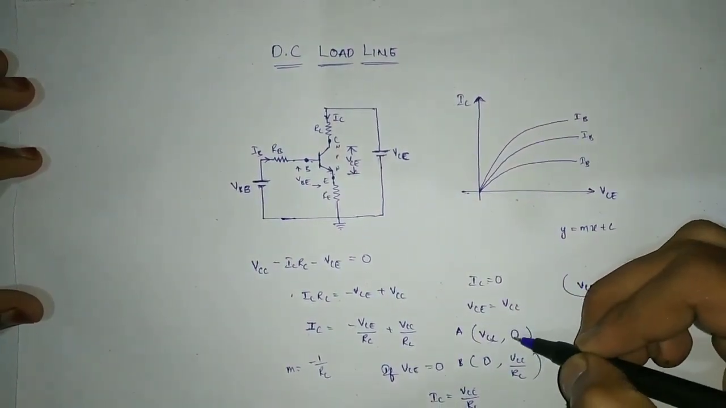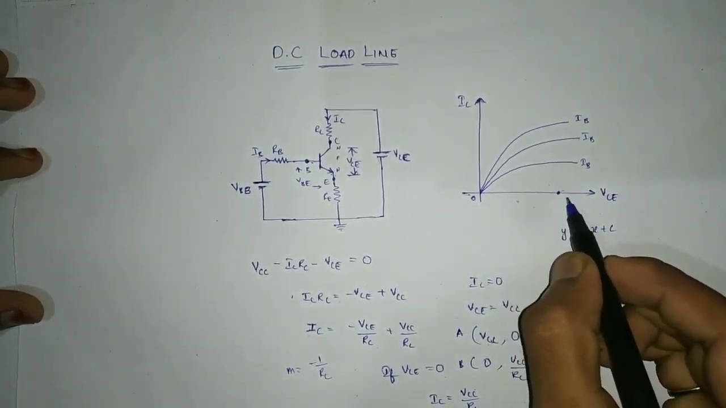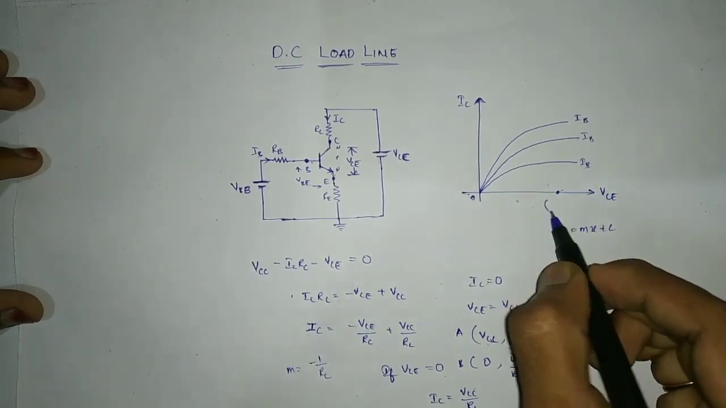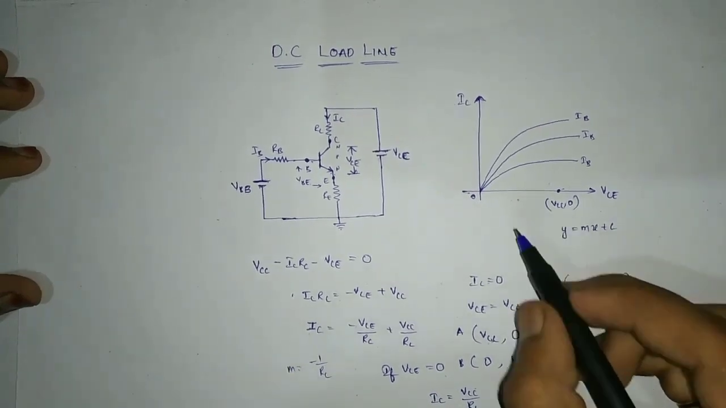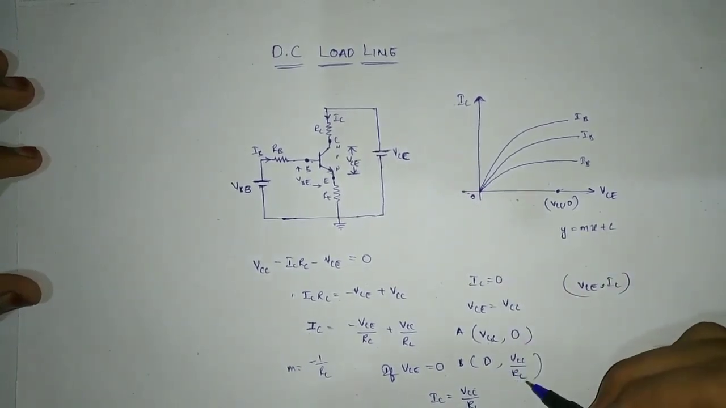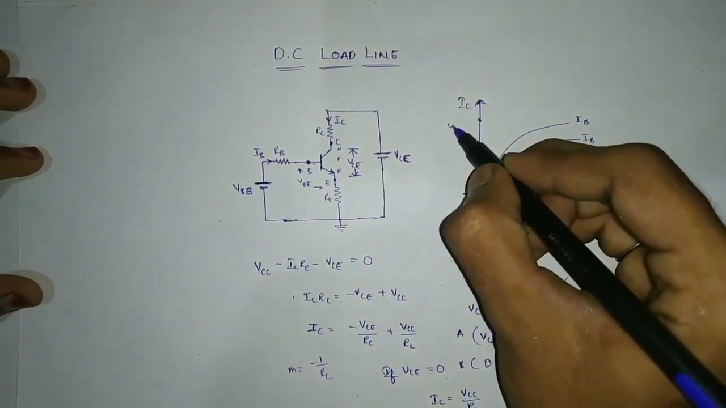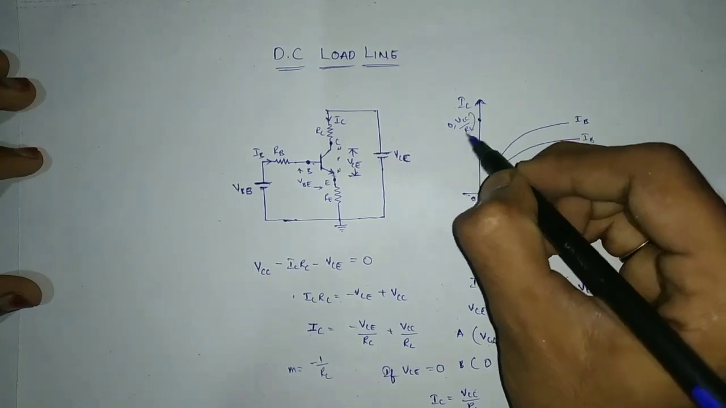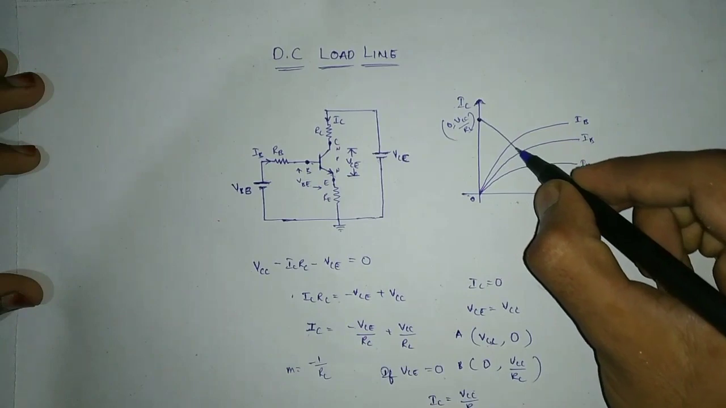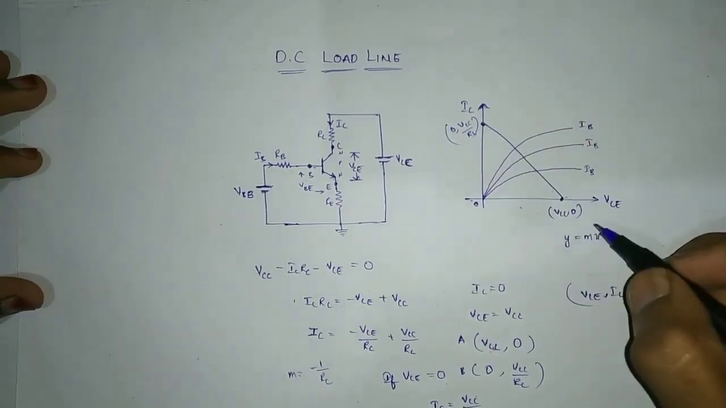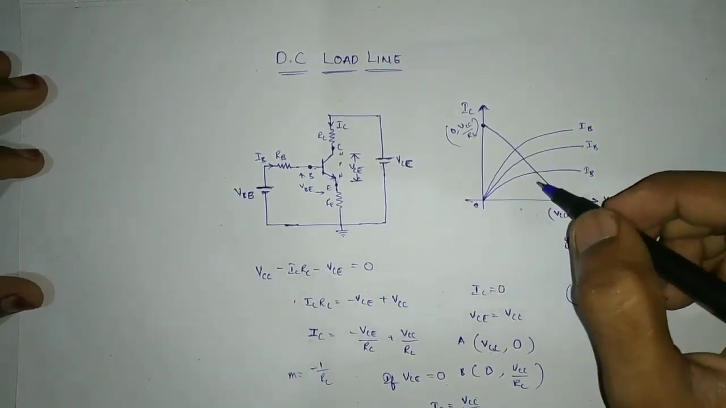The first point is VCC comma 0. Let us situate this point here, VCC comma 0, and another point is 0 comma VCC by RC. Let us assume this point here, 0 comma VCC by RC. If we join these 2 points, we can form a line, which is known as load line.